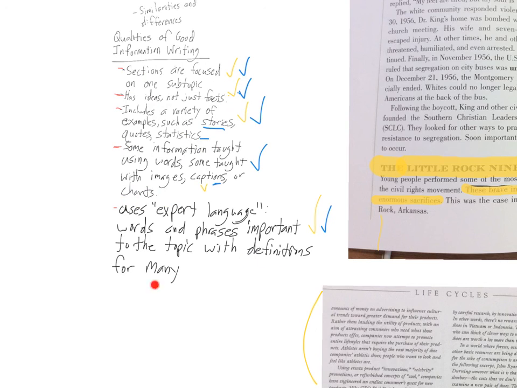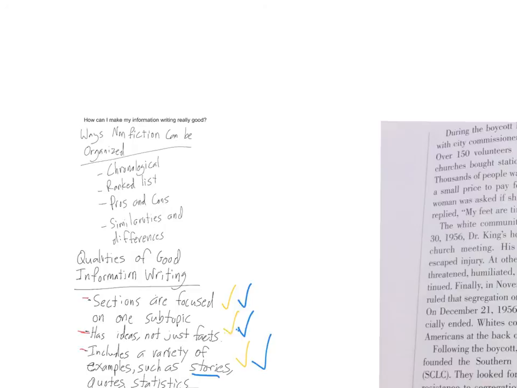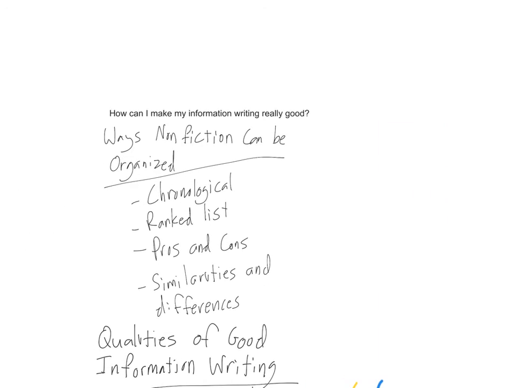And then have some definitions for some of them, either right on the page or in a glossary at the end of the text. Again, this lesson went over some informational text and answered the question, how can I make my informational writing really good? So copy what we looked at in these texts and use it in your own writing to make good information writing.